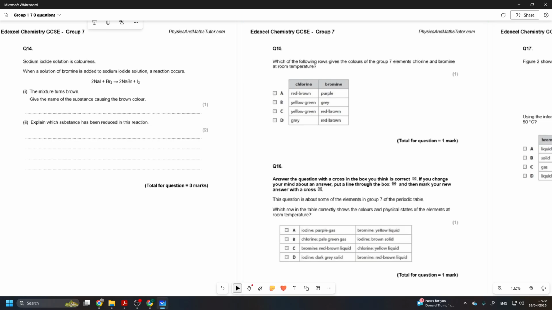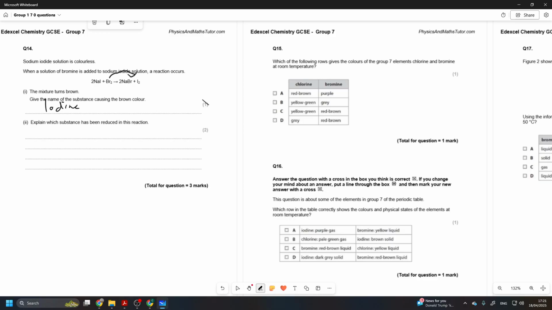Right, number 14 says, when a solution of bromine is added to sodium iodide solution, a reaction occurs. Again, look, it's a displacement reaction. The bromine has kicked the iodine out and formed iodine. Give the name of the substance causing the brown colour. That's the iodine.